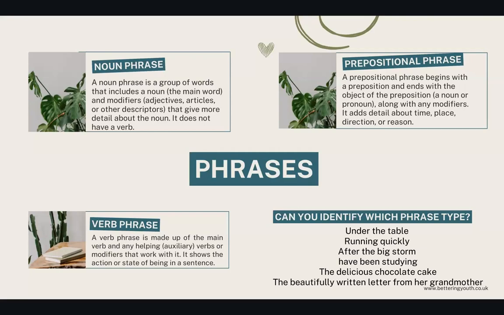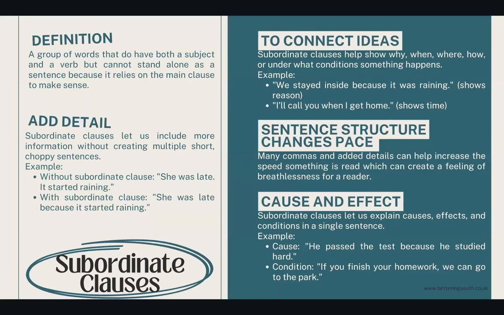All right, heading over to our subordinate clauses. Now that we understand that a phrase will never have both a noun and a verb in it, we are going to move over to the subordinate clause. Remember, a subordinate clause does have a subject, which is typically the noun, and a verb, but it cannot make sense on its own. It's there because it typically adds extra detail.